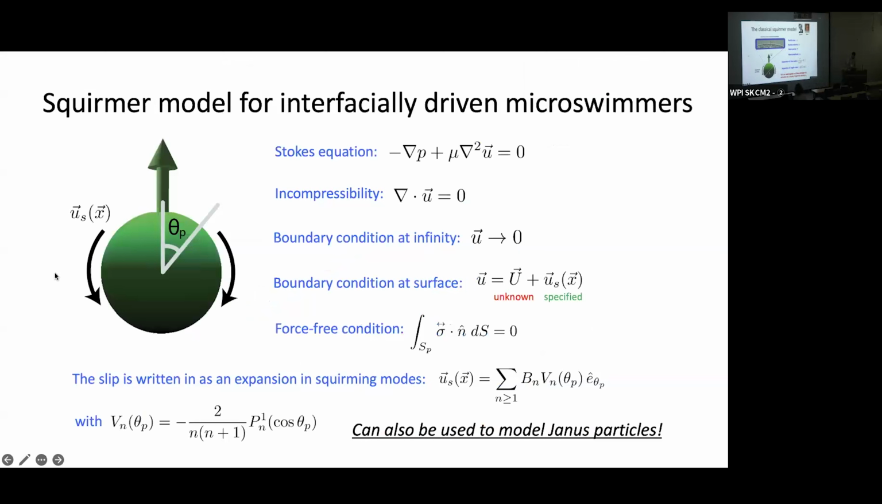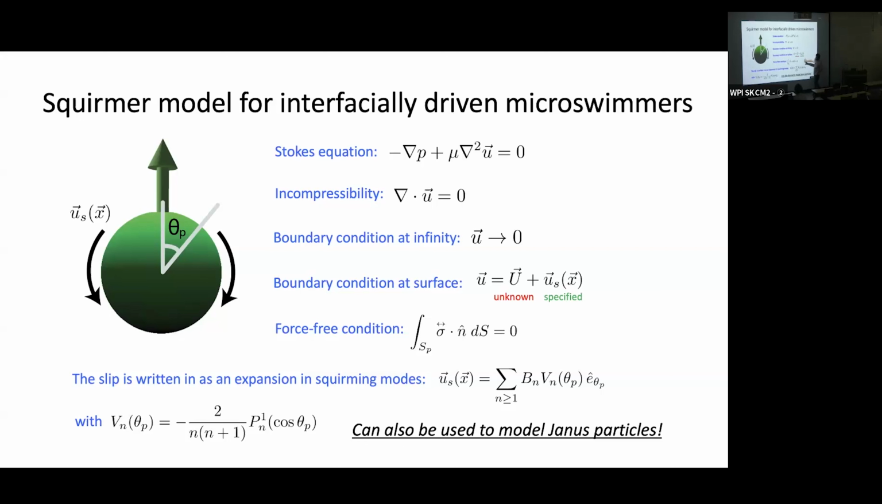So this is the model you get. We have the Stokes equation governing the fluid around the particle. Again, we're doing incompressible flows. Far away, the velocity is 0. And then here's where all the action is. On the surface of the swimmer, we have an unknown translational velocity, and we have some specified steady tangential velocity, which I'm going to treat as axisymmetric for convenience.